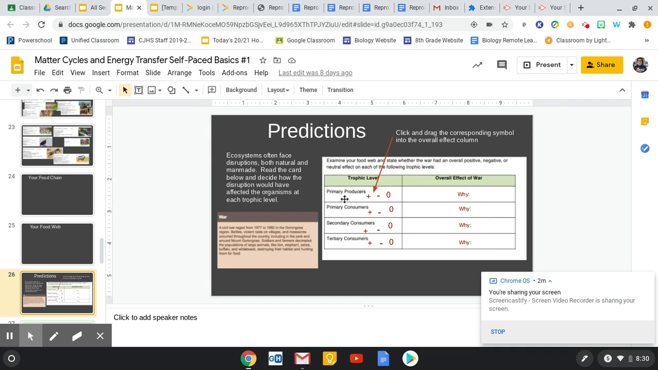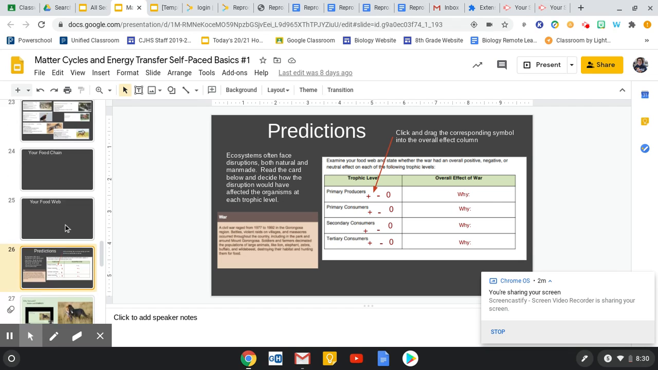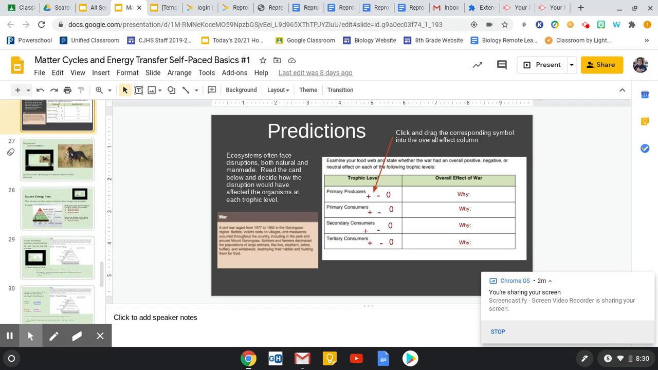For the predictions part, if you answered it, I looked for the reasoning. You might have had like positive or negative here, and I would have still given you credit as long as your reasoning behind it was sufficient.